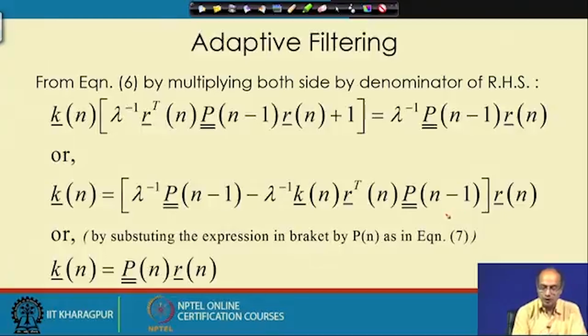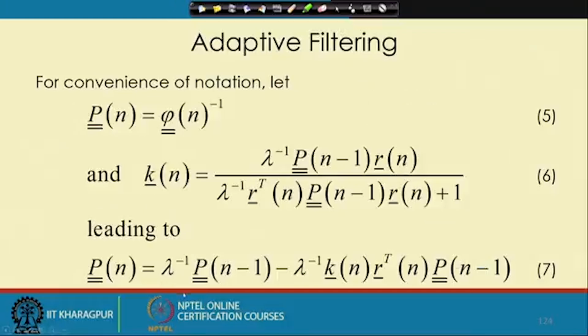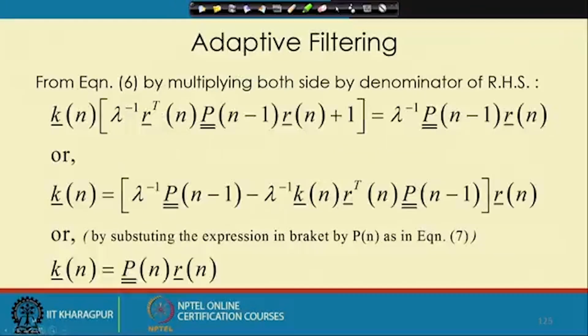And what we realize, that this part what we are looking at, this is the same as the expression of Pn in equation 7. Okay. So let us look at that, this was the expression of Pn. So using that, replacing that expression with Pn, we get a very compact form.